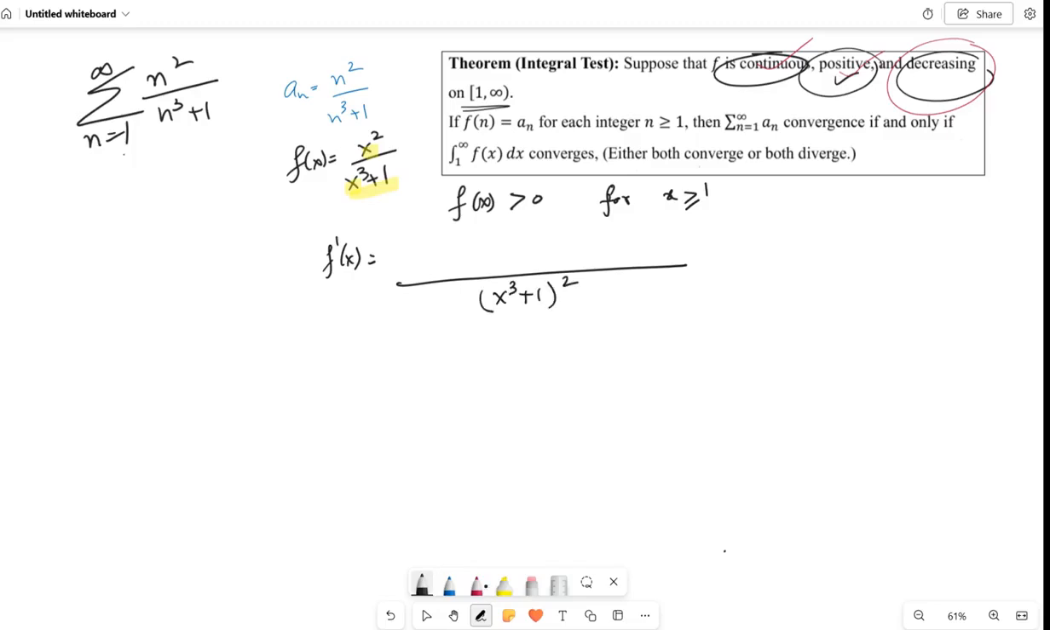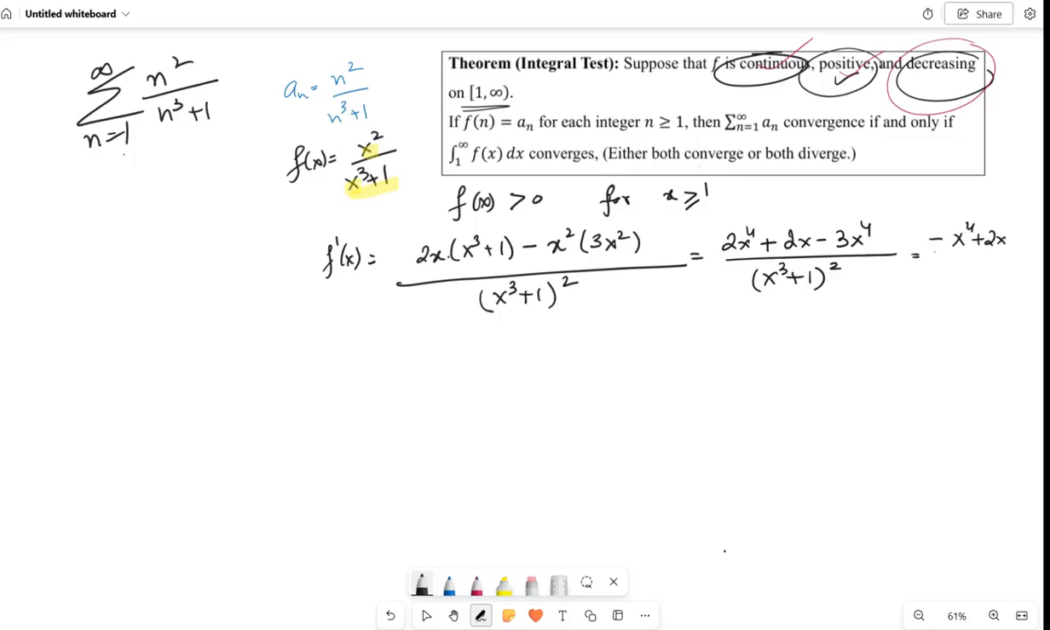I'm applying the quotient rule. The derivative of x squared is 2x times (x cubed plus 1) as is, minus x squared as is times the derivative of x cubed plus 1, which is 3x squared. So what do we have? (2x^4 plus 2x minus 3x^4) by (x cubed plus 1) whole squared. If you notice, this whole thing is going to come to be (negative x^4 plus 2x) by (x cubed plus 1) whole squared. Observe that the denominator is always positive, right?